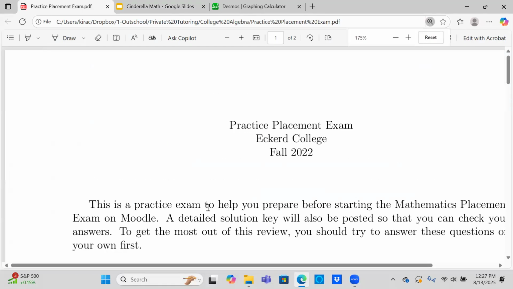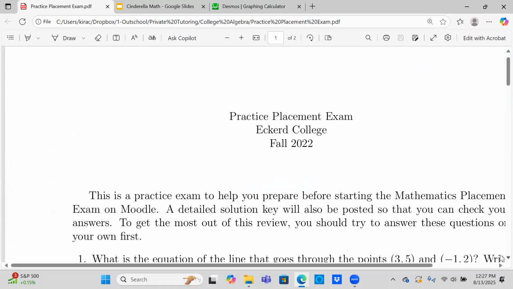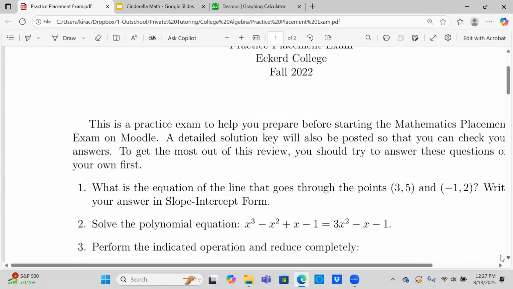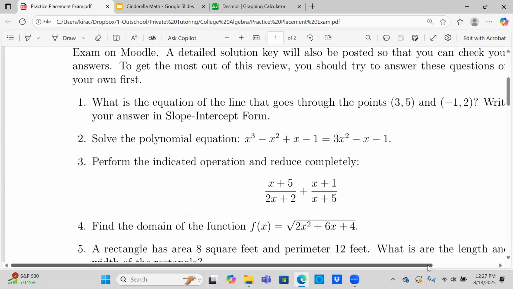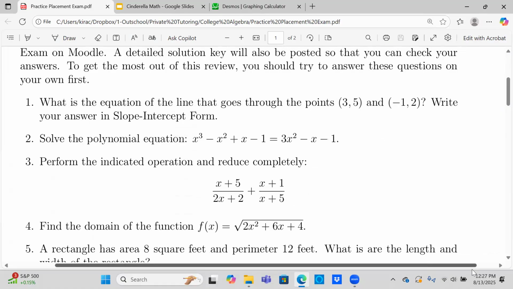So again, most colleges, yes, this is for a specific one, but most have a placement test for math. And yeah, let's just go ahead and jump right in. Let me grab some scratch paper.